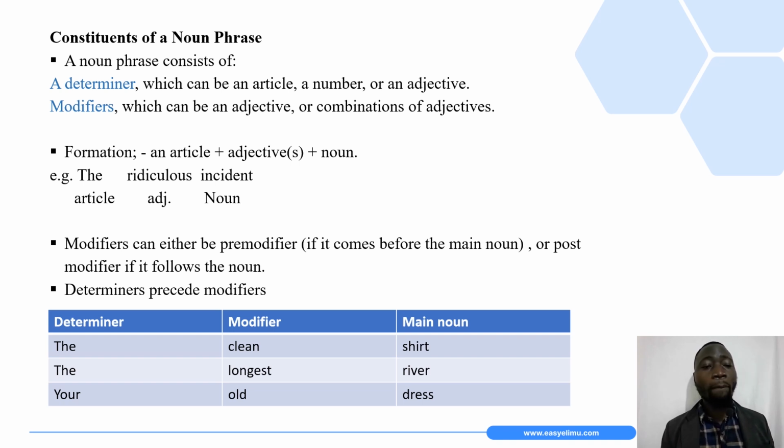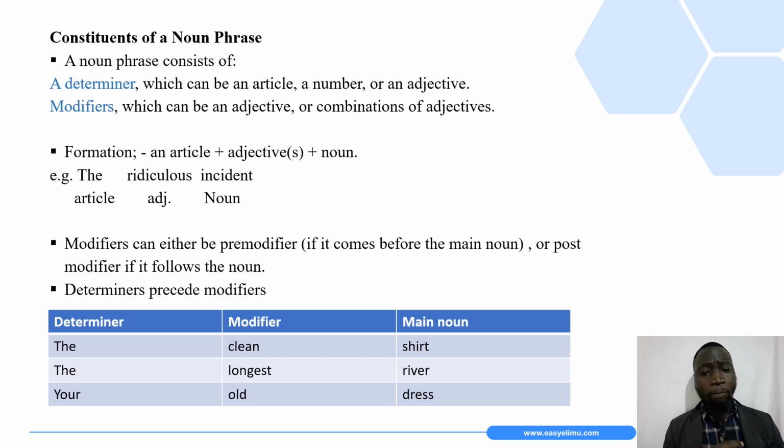So we have an example, the ridiculous incident. So in this formation, we have the, that is an article. Then we have ridiculous, which is an adjective, and a noun, that is incident. So remember we said that the nouns that appear at the end of a noun phrase are the head word or the main word in a noun phrase. So do not forget about that.